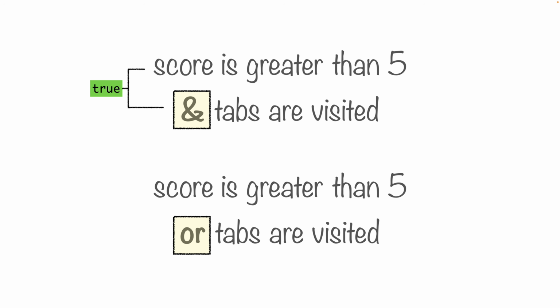If the score is greater than 5, it will run, even if the tabs have not been visited. It has to be like one or the other has to be true here. That means if tabs are visited, but the score is not greater than or equal to 5, it will still run because I'm looking for one or the other. I'm not looking for both. If you're looking for both conditions to be true, that's where you use that and.